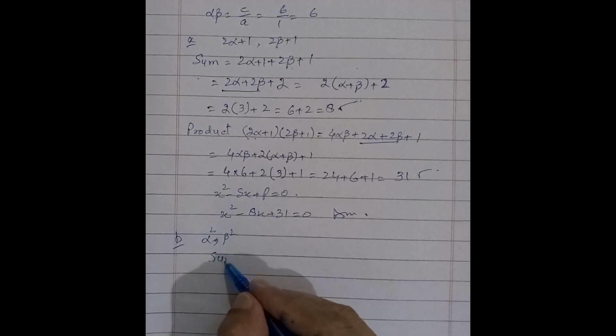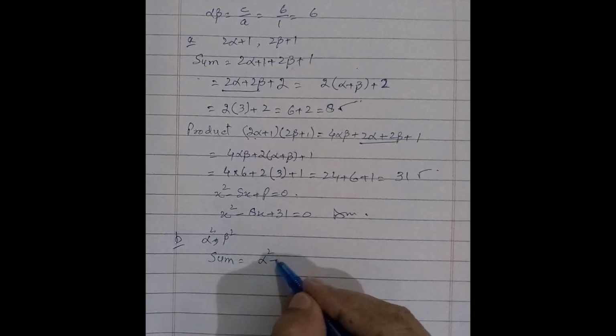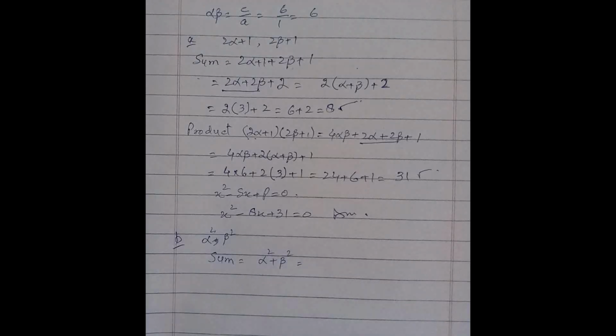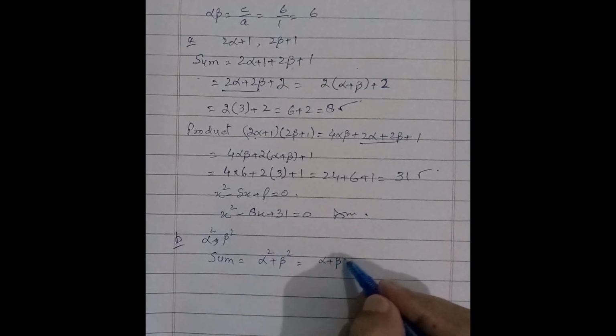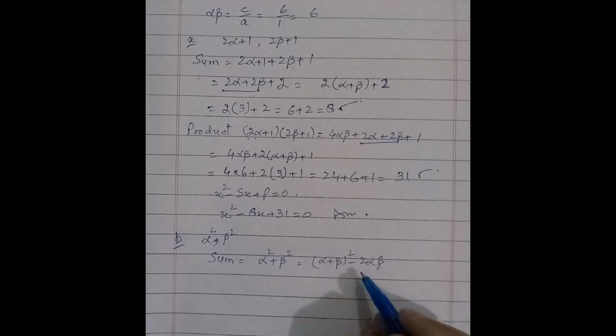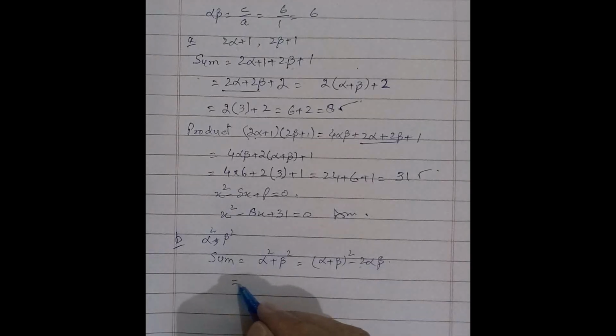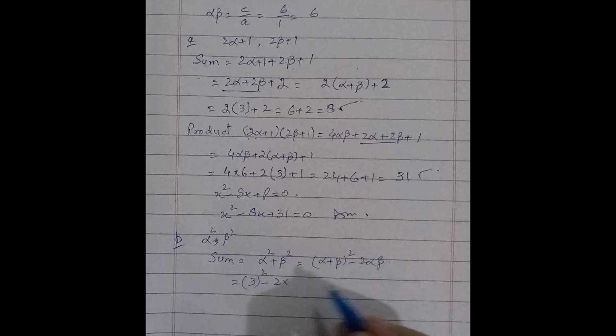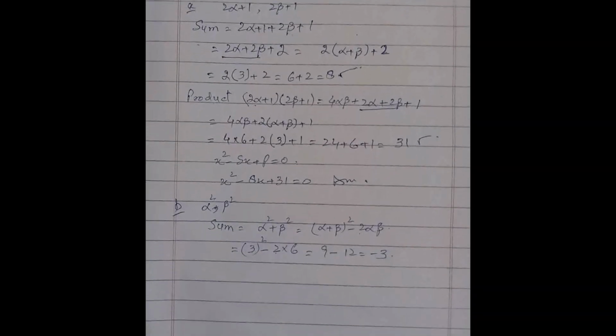First we find the sum, means alpha square plus beta square. Now simplify it. Alpha plus beta whole square minus 2 alpha beta. Now we put the values of alpha plus beta and alpha beta in this equation. We get alpha plus beta is equal to 3, whole square, minus 2 into alpha beta, the product, which is 6. Now simplify it. 3 square is equal to 9 minus 2 6s are 12, and we get minus 3. The sum of the roots is minus 3.